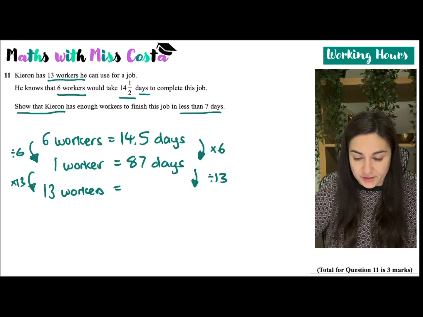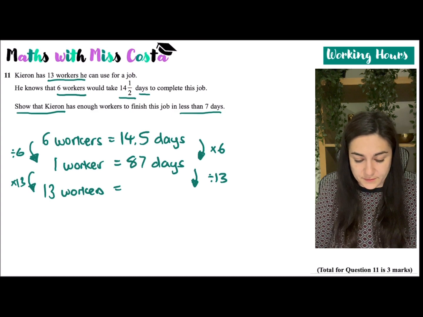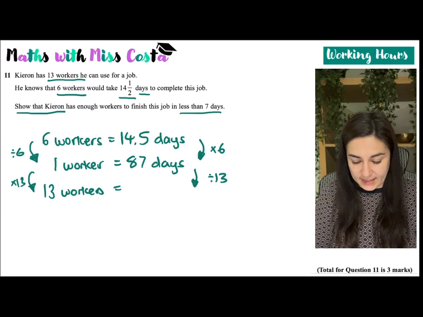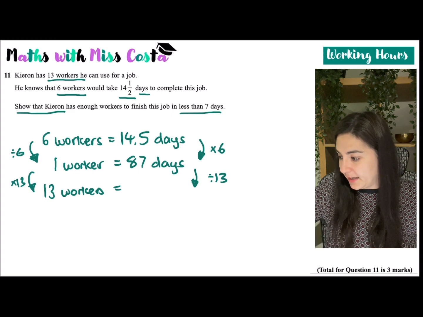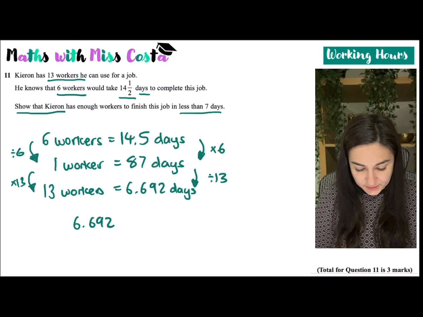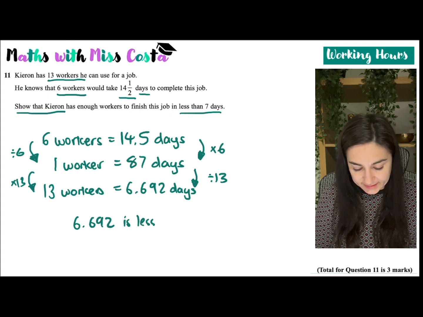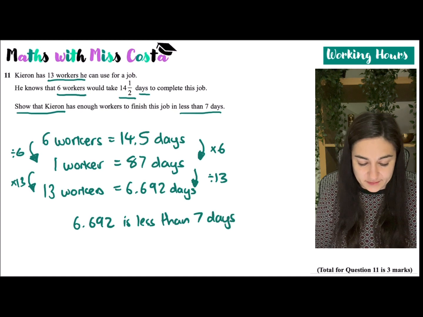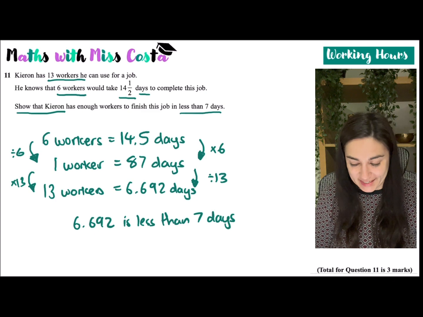So 87 divided by 13 is 6.692 days. And 6.692 is less than 7 days. So he has enough workers to finish this job by 7 days.